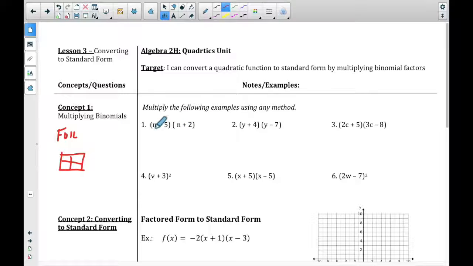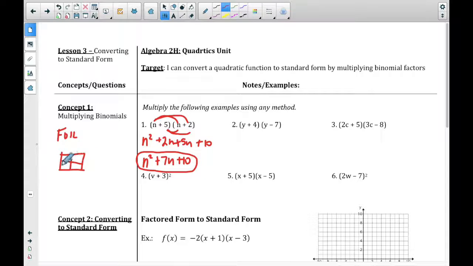So I typically start off with the first term, which is the n in this case. I multiply it by the first term in the other one. That's my n squared. I then distribute this and I get 2n. I distribute here and I get 5n. And finally, I get 10. And now I just need to make sure that I add my like terms. And so that is n squared plus 7n plus 10. That is how you double distribute, or you multiply binomials.